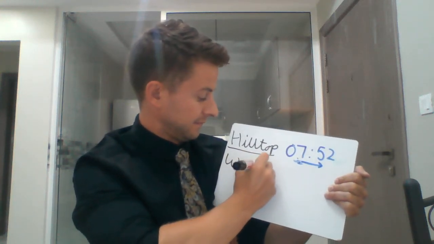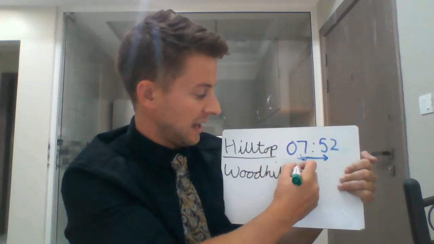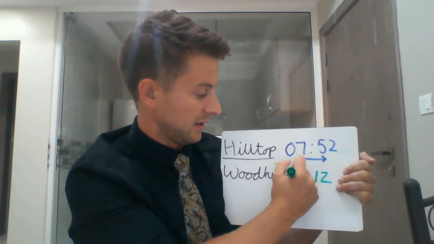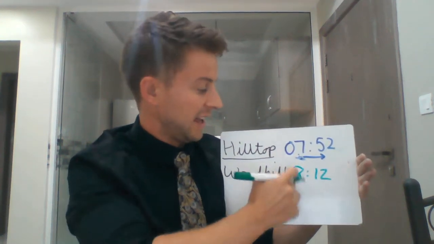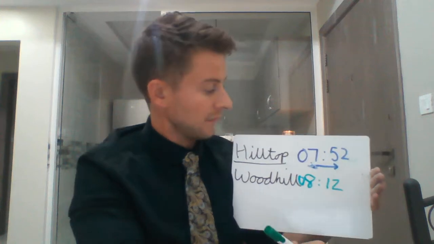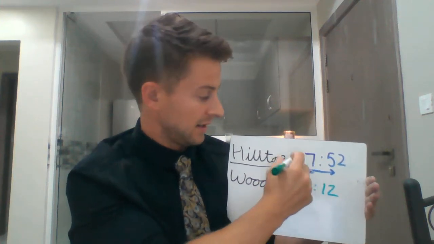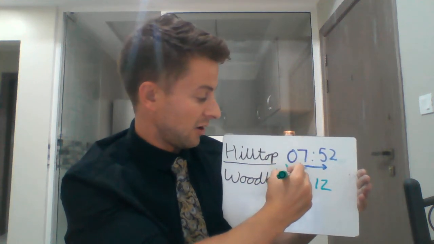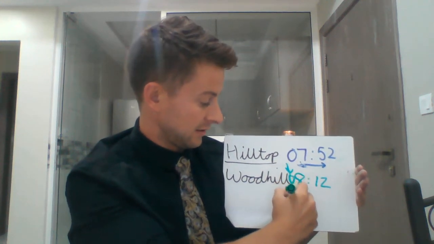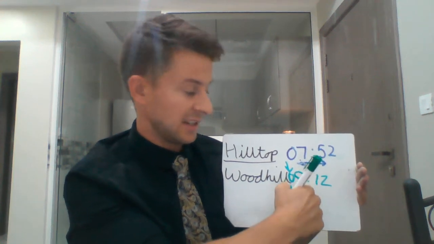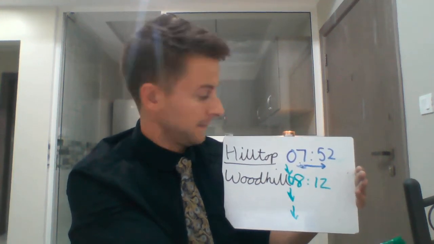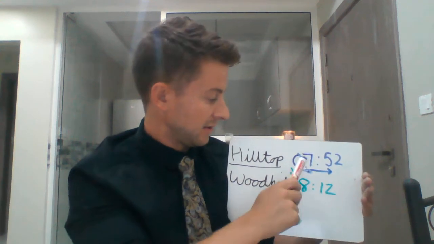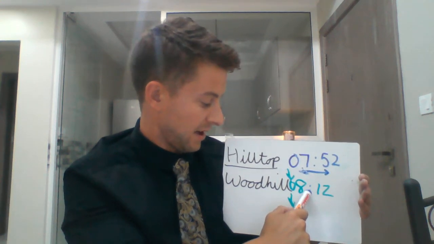And the next place I've been given is Wood Hill. I've been given 8:12 as the time. This is in the AM because we've got our zeros. Now, this means that it left Hilltop at 7:52 and is arriving at these stations at these times, okay? It's going to leave Hilltop and arrive at Wood Hill.